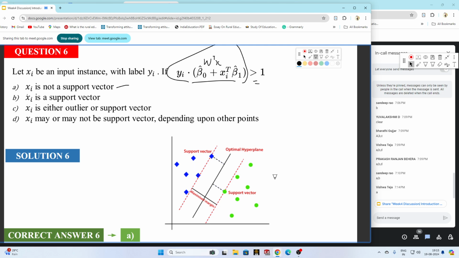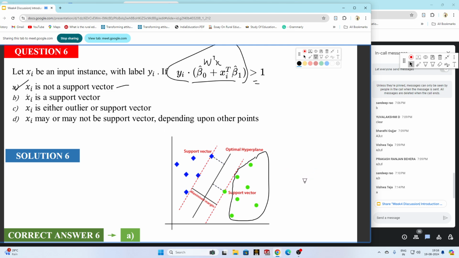So this is the calculation. Now it is told that it is greater than 1. As it is greater than 1, these are all the points, not this point. Let me erase it and make it again. So this is talking about these points. Whenever we are talking about all these points, our equation will be greater than 1. We know that a support vector will be equal to 1 and not greater than 1. If it is greater than 1, then your points are not support vectors. So option A is your correct answer.